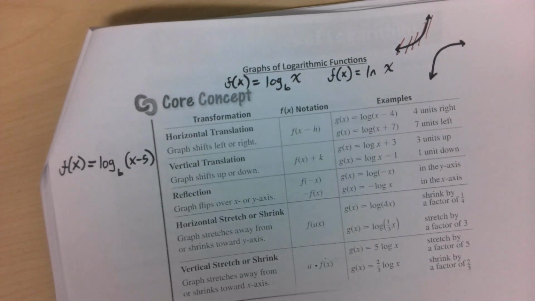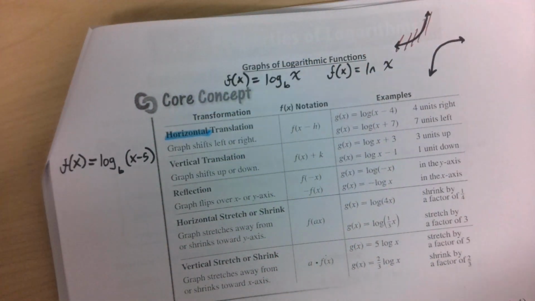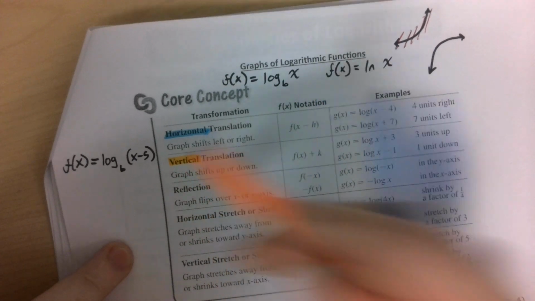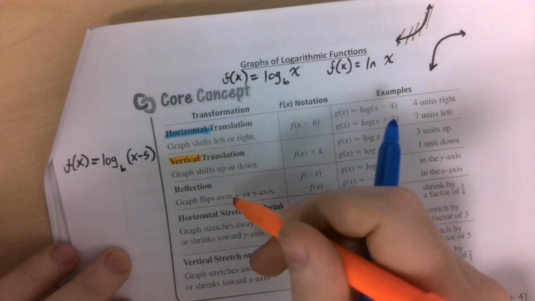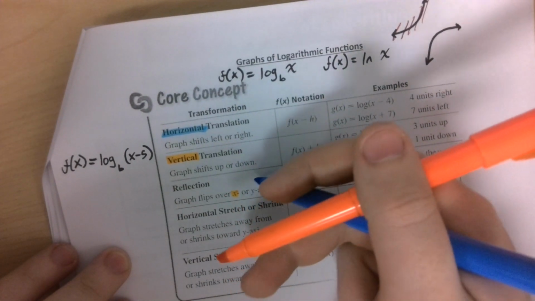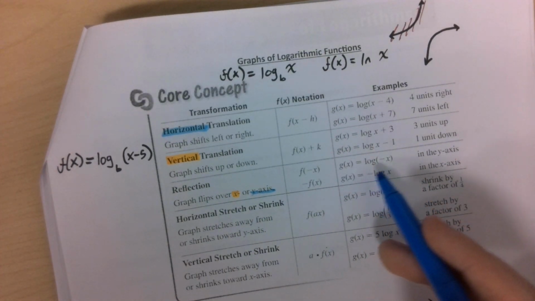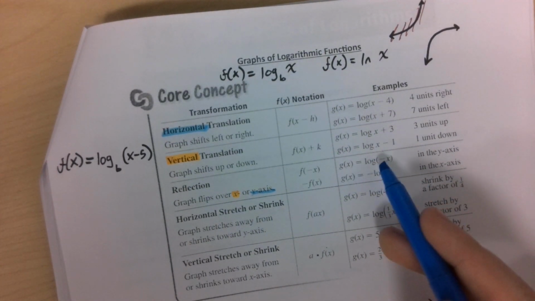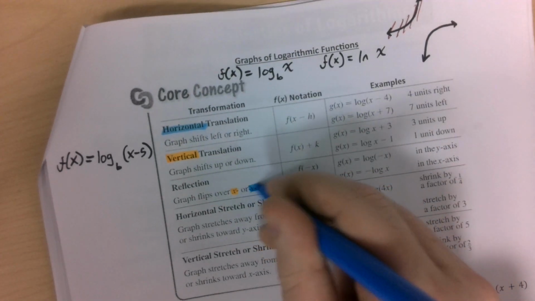Still, the transformations are all the exact same, so horizontal translations are going to involve adding or subtracting from x, whereas the vertical ones are adding or subtracting from the end. You can see these in the examples. A reflection over the x-axis is going to be vertical, but a reflection over the y-axis is horizontal. So the first one is a reflection over the y-axis, because it's only affecting the x. When the negative's in front of the whole logarithm, it's a vertical, because it's changing everything.